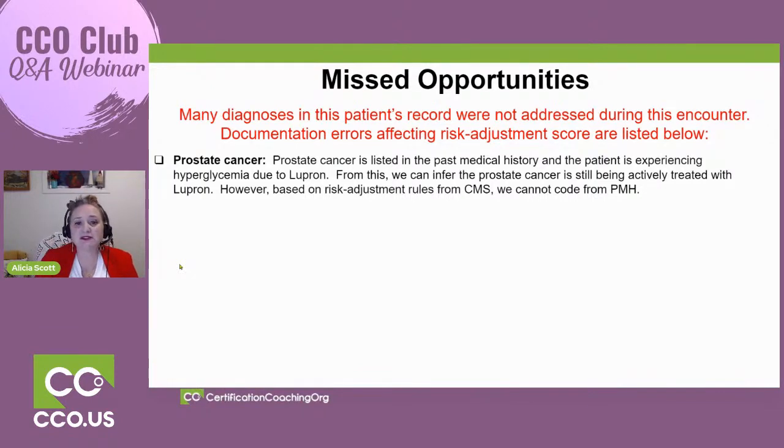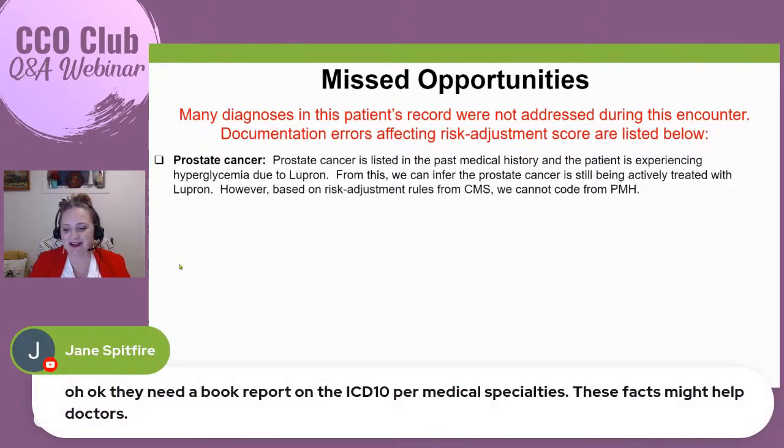The patient has a history of an amputation, hypertension, hypercholesterolemia, history of type 1 diabetes. You don't get rid of type 1 diabetes, right? So you cannot go by what the provider says is a history of. We have to educate them on what that means. And Jane said, oh, okay, they need a book report on ICD per medical specialties. These facts might help doctors.